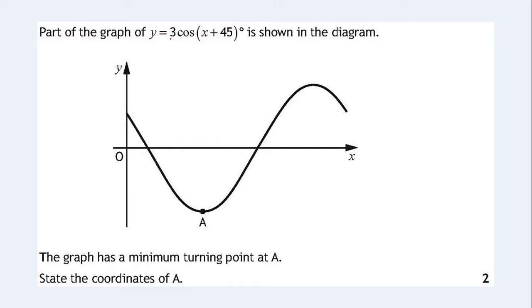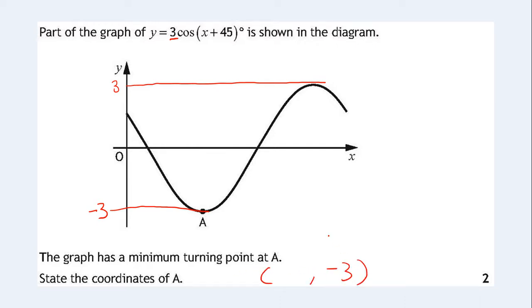Now, you'll recall that this 3 here is the amplitude. That is how high this graph gets. So because that's a 3, the maximum point of y is 3, and so the minimum point of y is -3. Okay, so actually that's given us one of the coordinates. We've got the y coordinate of our answer.